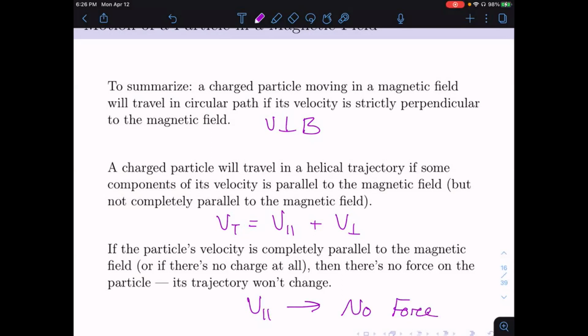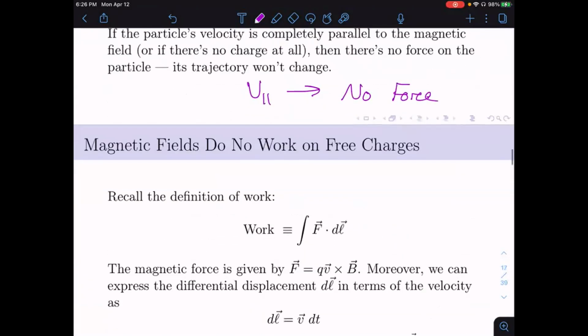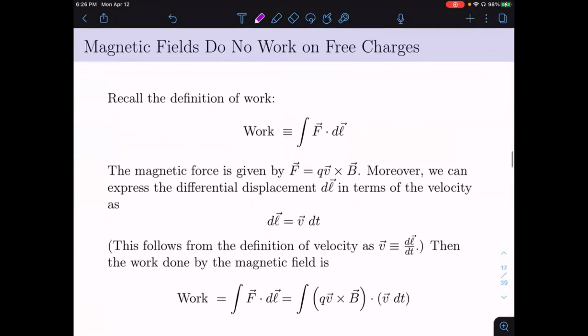Okay, so that's a nice little summary slide there to read just before you go into the exam if you can't help remembering something like that. But that is about all we have on QV cross B. Now, actually, I should probably go over this as well. One important thing to remember about charges moving in a circle is that there is no work done on them. So magnetic fields do no work on those free charges that we're talking about.